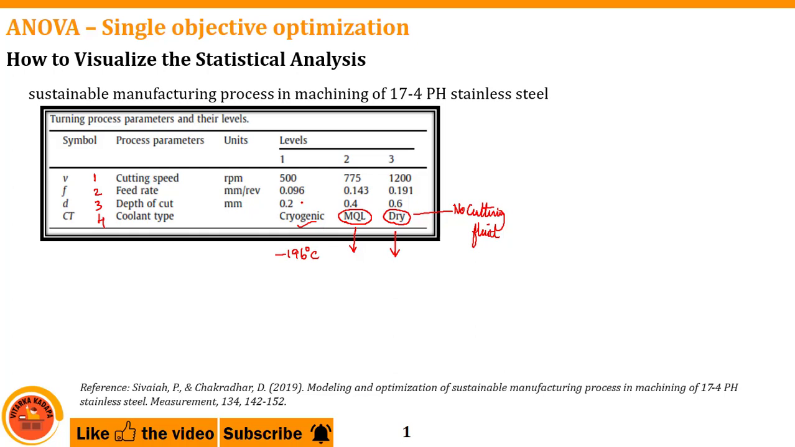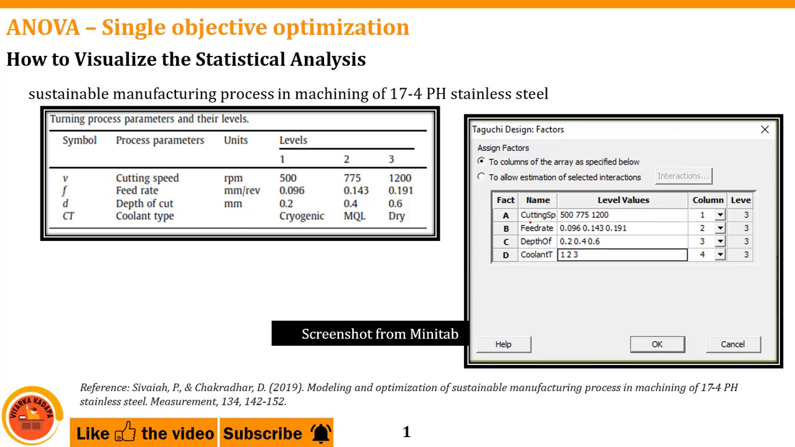We will have a clean look at this one. These are the things I have to enter into the Minitab software. If I open Minitab, I have to enter the points like this: cutting speed in this range, feed rate in this range, whatever ranges they have mentioned. For coolant type I cannot give alphabets in the levels, so I have to give only numbers. That's why I am taking cryogenic coolant as 1, 2 for MQL, and 3 for dry machining. So three categories I have taken here. This is the screenshot I have taken from Minitab.